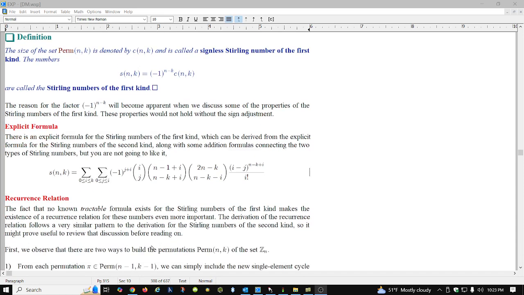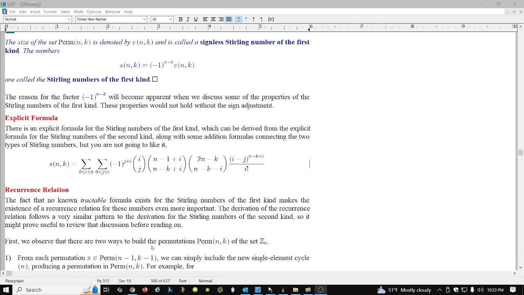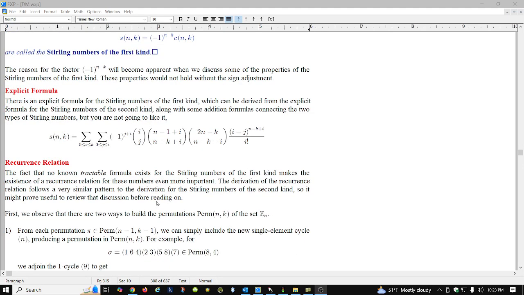The fact that there is no known tractable formula for the Stirling numbers of the first kind makes the existence of a recurrence relation even more important, for computational purposes as well as theoretical purposes. Now, we can derive the recurrence relation using, again, the analog of the derivation we did for Stirling numbers of the second kind. You might want to go back and peek at that again, and you'll see that what we're about to do parallels what we did then.